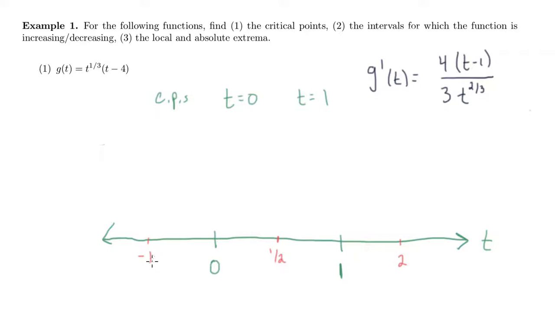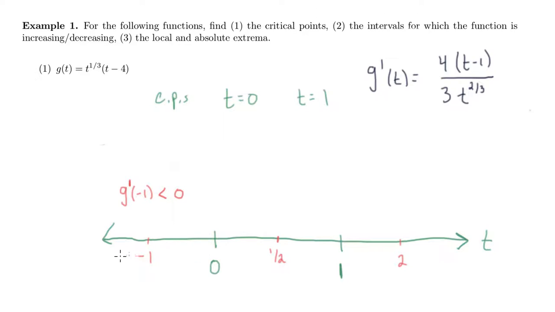So let's look at -1. If I plug in -1, do I get a positive number or a negative number? Well, plug in -1, the denominator is going to be positive because I'm going to raise that negative number to the second power. That's going to make it positive. And the numerator is going to be -1 minus 1 times positive 4, so that's a negative number. So g prime of -1 is negative.